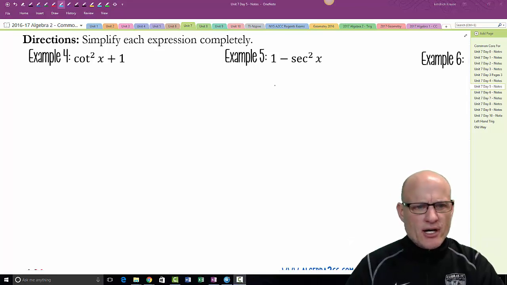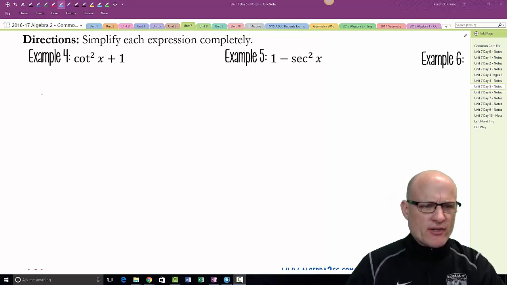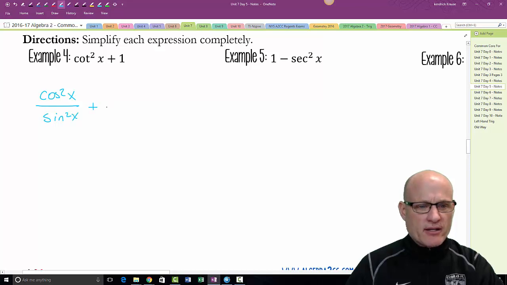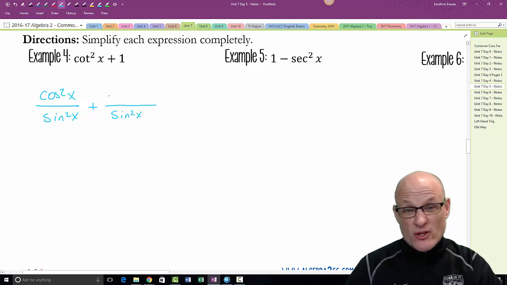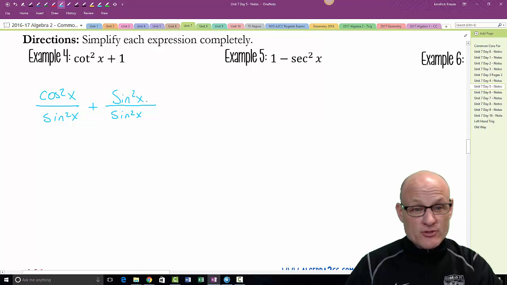All right, let's go through these. How am I going to do these? Well, a few minutes ago you just said turn everything to cosine and sine. So I know that cotangent squared x is cosine squared x over sine squared x. And then I'm going to add 1. But in order to add fractions, I have to have a common denominator. So the common denominator will be sine squared x. So in order to make 1, wouldn't the numerator have to be sine squared x? Sure. So now that the denominators are the same, I keep them as sine squared x. The numerator is cosine squared x plus sine squared x.